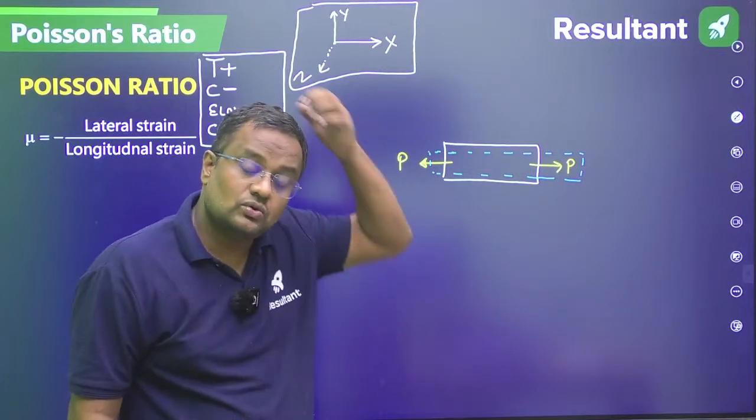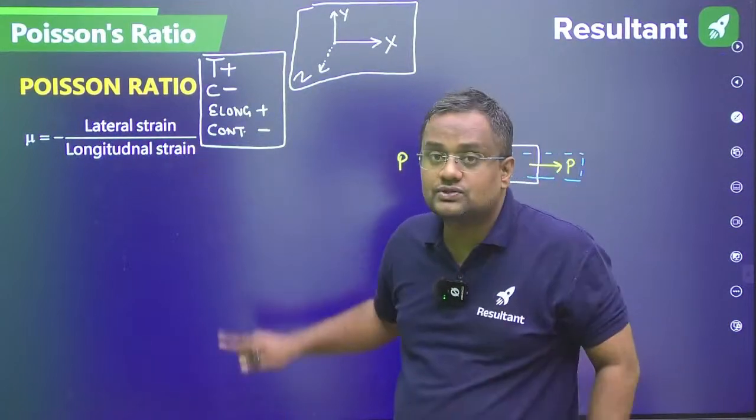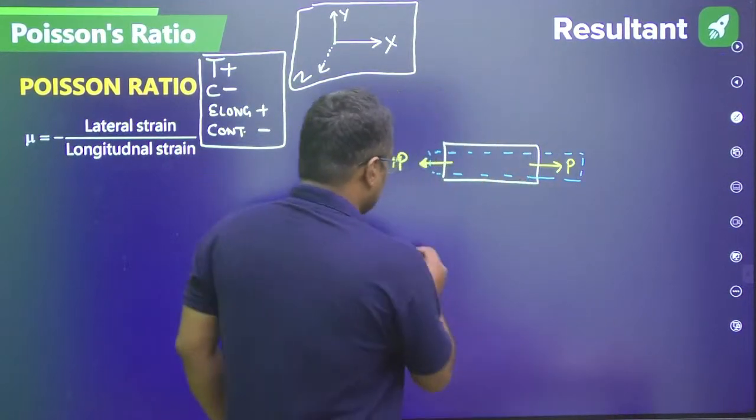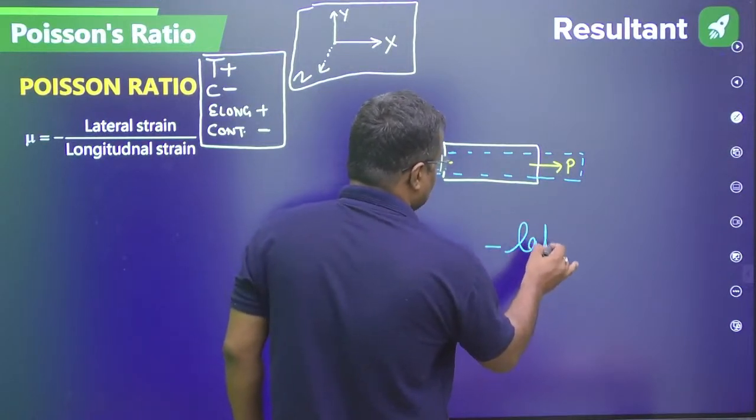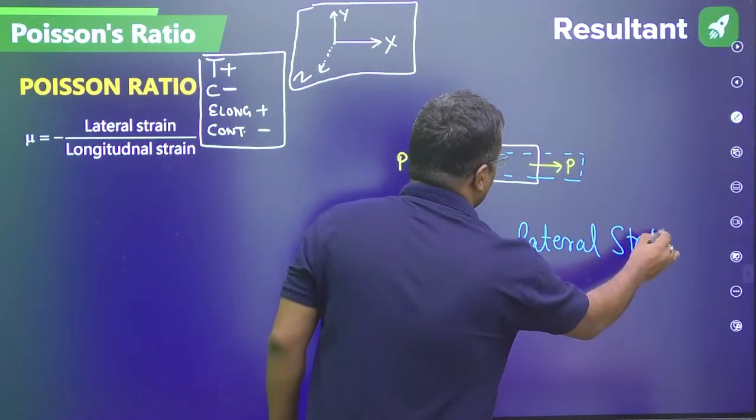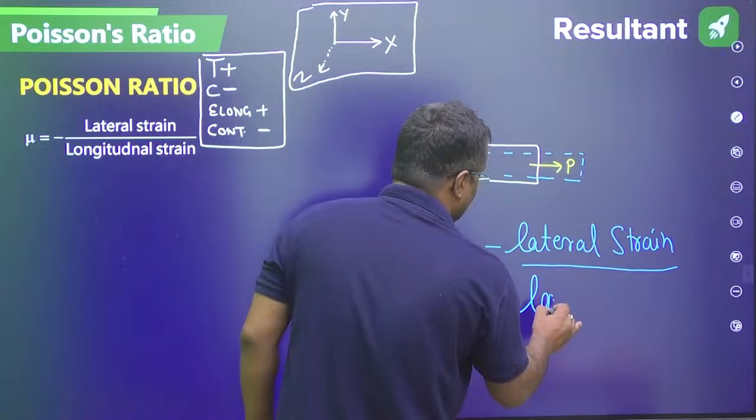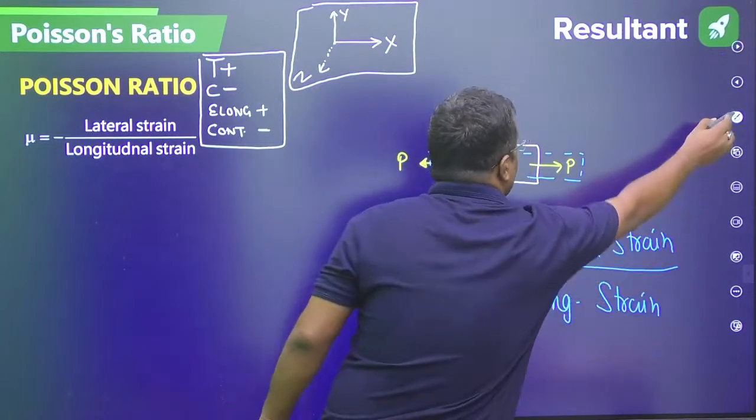Okay, so guys, what is mu? It is minus lateral strain by longitudinal strain. Now sir, mu, the Poisson ratio, is equal to minus of lateral strain divided by longitudinal strain. Sir, what is lateral, what is longitudinal?